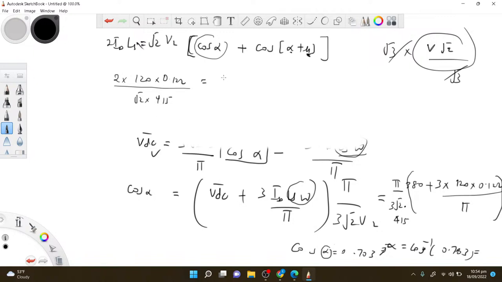It's equal to cos alpha plus this. But the cos alpha goes across and becomes minus. So minus the cos alpha, which was 0.703, is equal to cos alpha is 45 point something plus mu. So I'll solve this side, find cos inverse. So kindly do it. Let's just do it and get the answer.